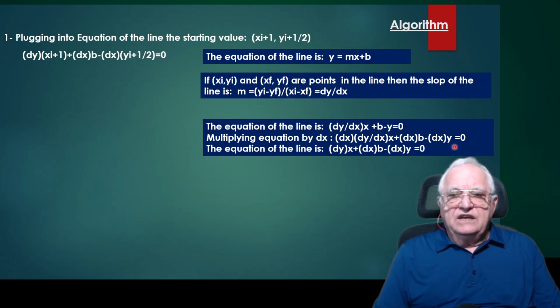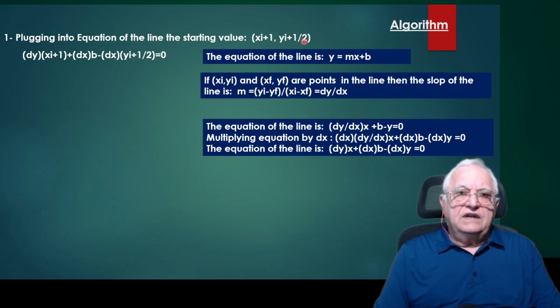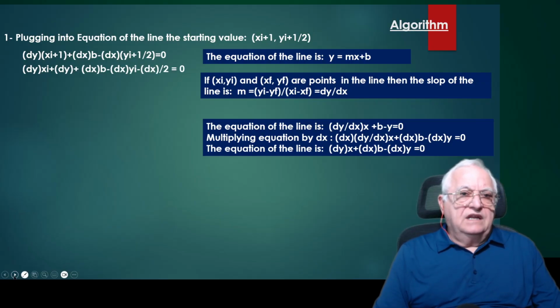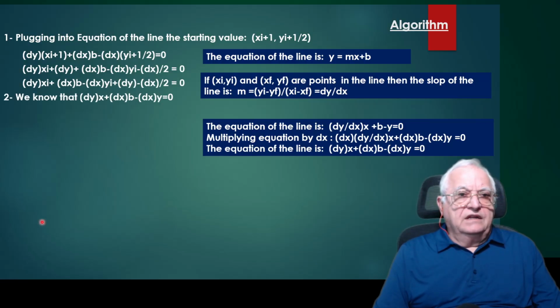So in this equation, I'm going to plug in this particular value that I need to analyze to see whether it's greater, equal, or less than 0. So I plug it into the equation, and then I continue to develop that equation. And so I get to this point. So I have dy x sub i, dx times b, dx times y1, dy and minus dx divided by 2.